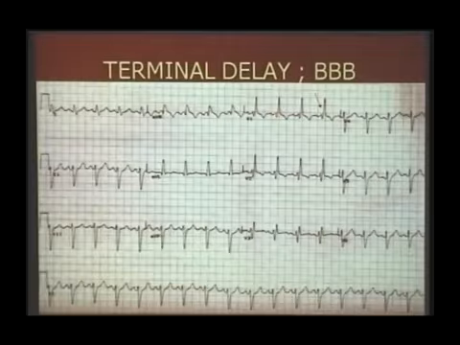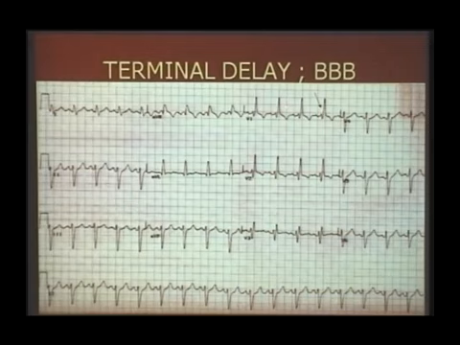Whereas here, you can see that the initial portion of the QRS is so narrow. See that initial sharp R wave, or see it here in V5, V6, the initial R wave is so sharp, but the terminal portion of the QRS is wide. So the initial portion is normal, but the QRS complex is widened because of the terminal delay. Then you must suspect a bundle branch block.